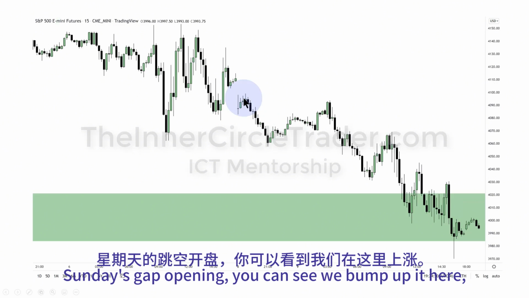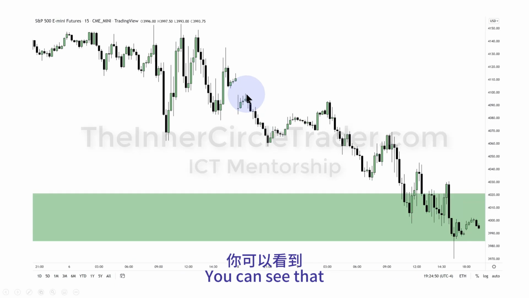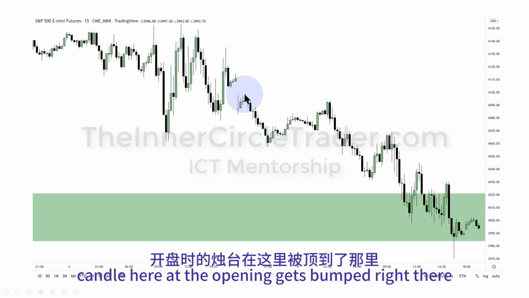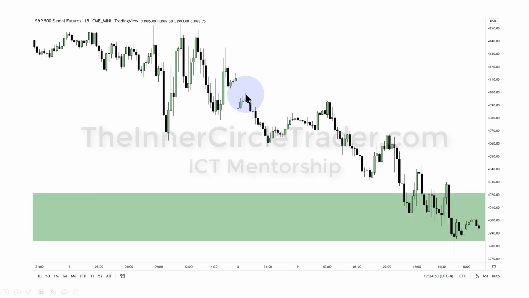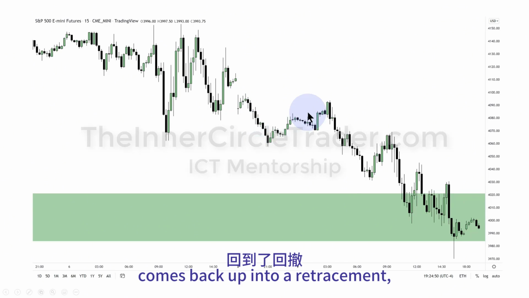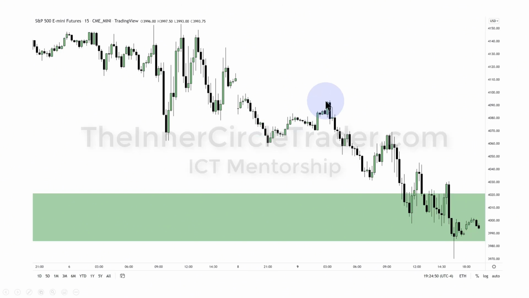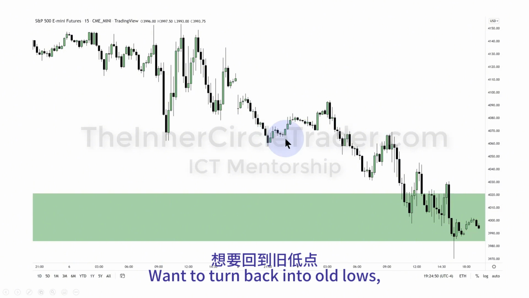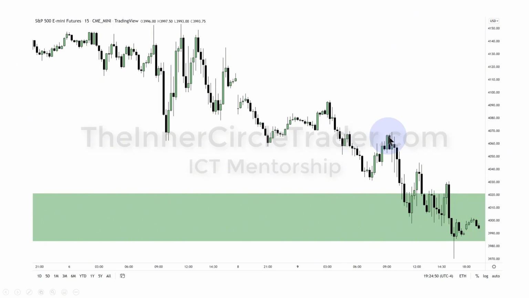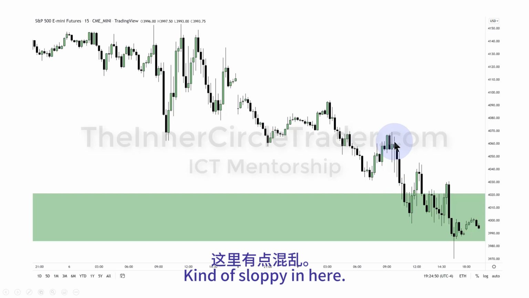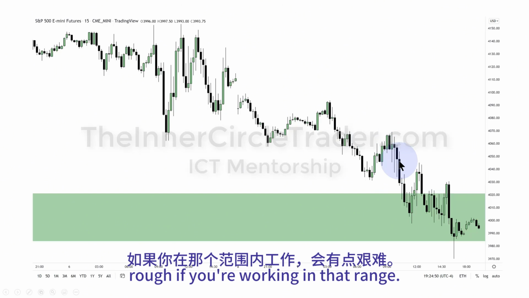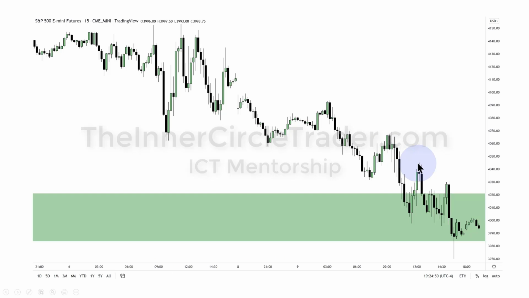Sunday's gap opening. You can see we bump up into it here. You see that candle here at the opening gets bumped right there and trades aggressively lower. Comes back up into a retracement, breaks again, remains heavy. One return back into old lows, breaks lower, kind of sloppy in here. It's a little rough if you were working in that range.